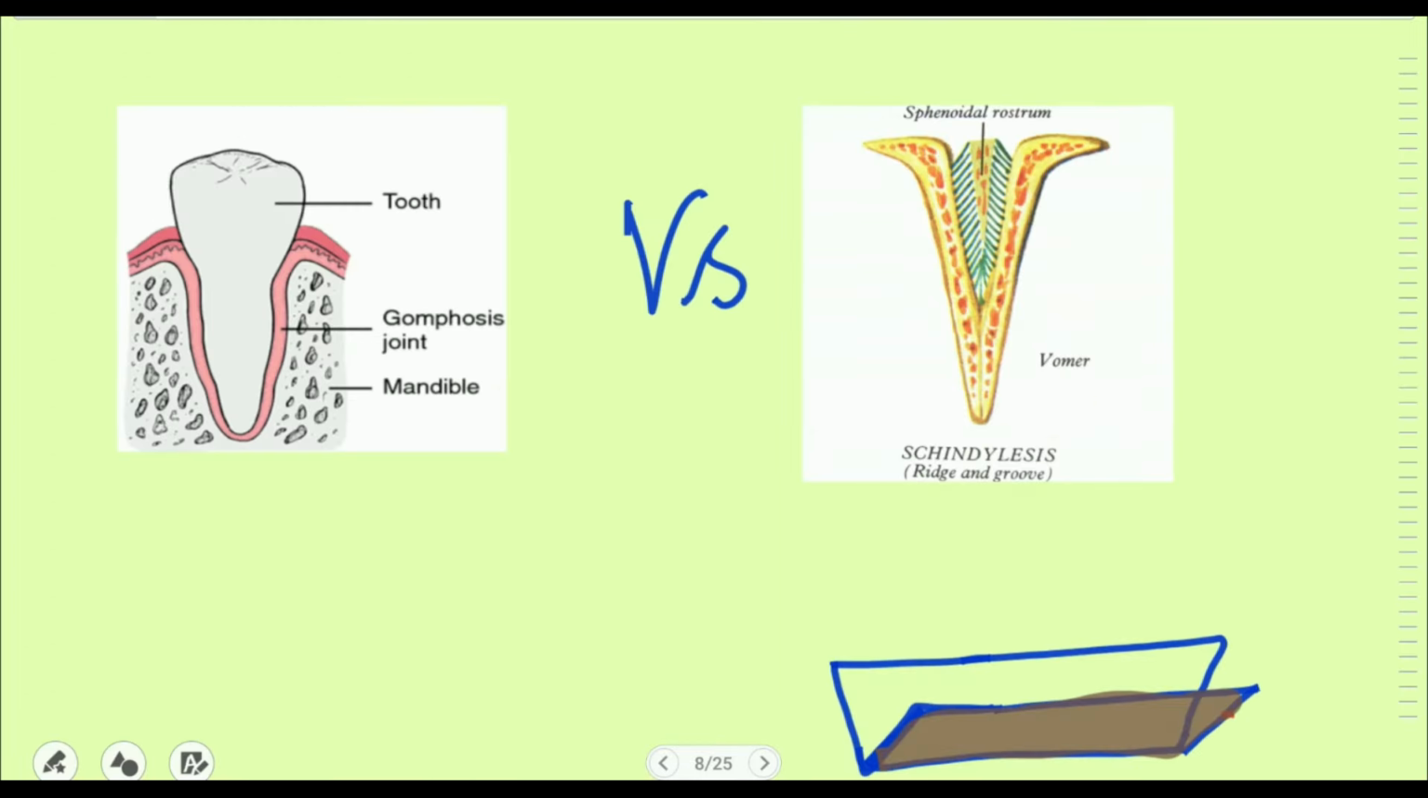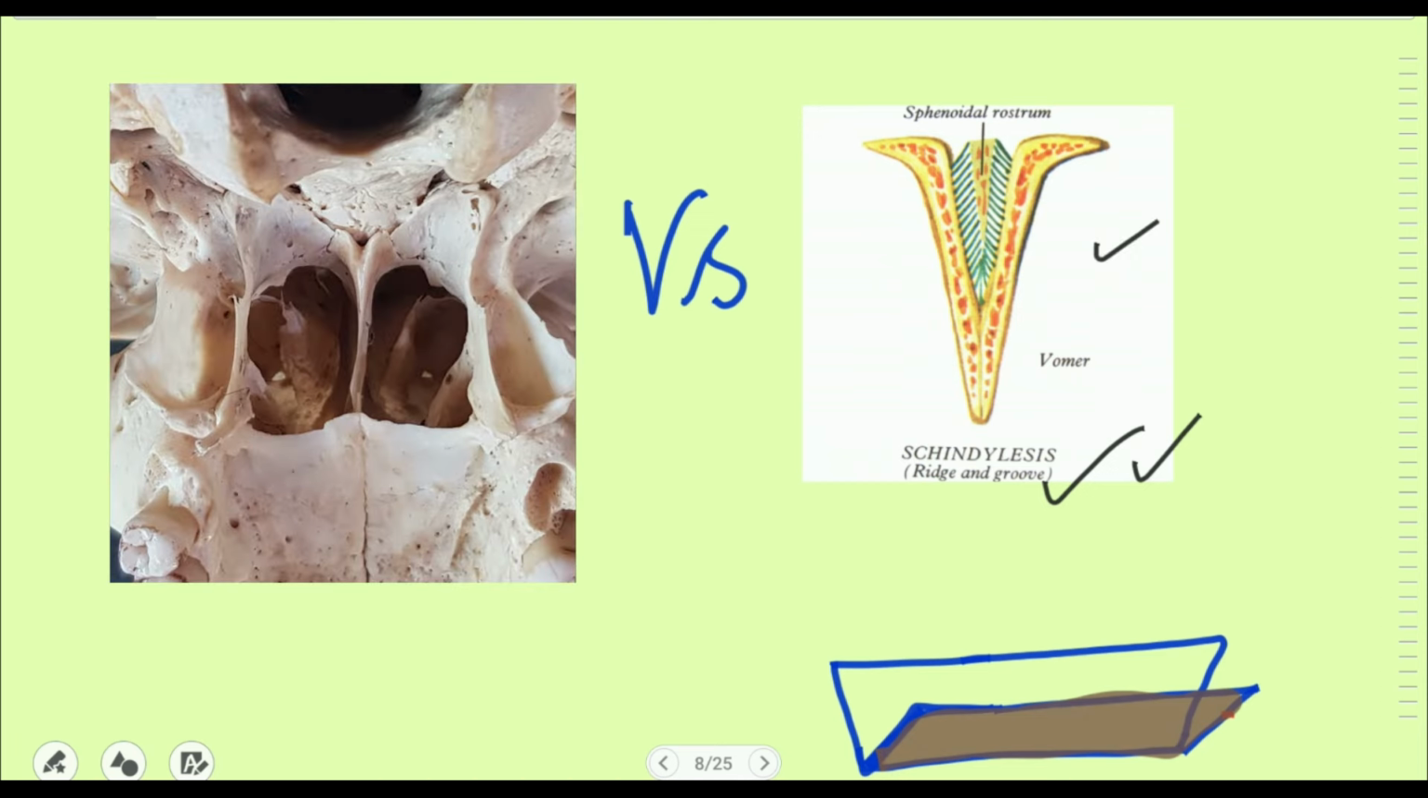Again I want to explain the peg and socket and the ridge and groove type of suture. Peg and socket is between a tooth and the alveolar socket. This is the gomphosis. And Schindler's ridge and groove type of suture is formed when the vomer makes contact with the sphenoid rostrum.